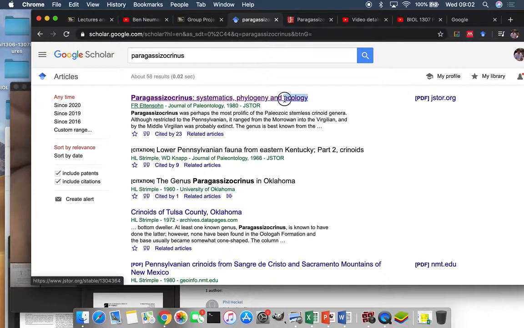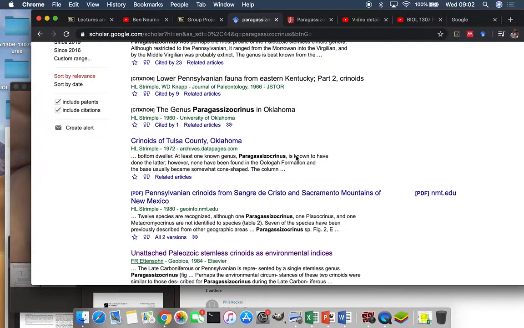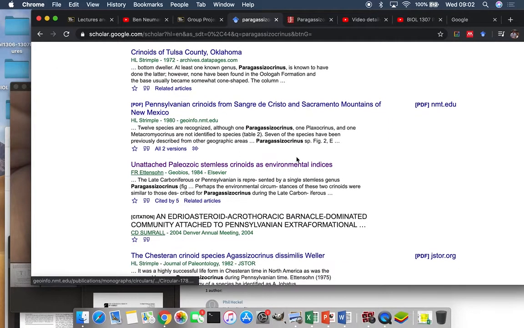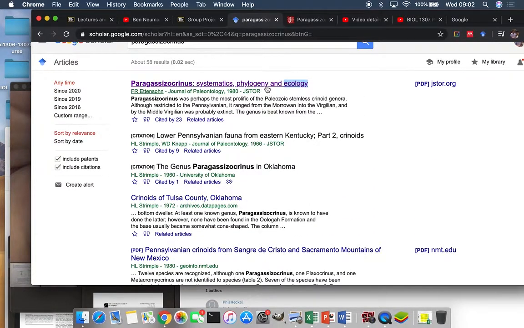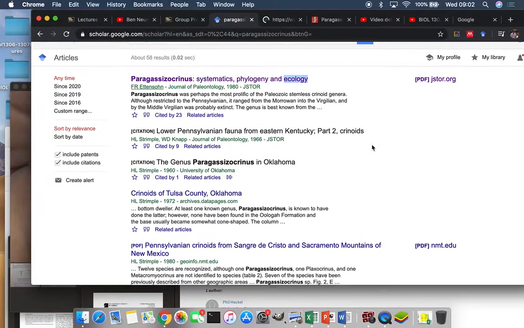And I got lucky. I managed to hit one right at the beginning. Ooh, look at that: Stemless crinoid environmental indices. I like to look at that. So we can click on this one and have a look. If you have a little link over here, it'll usually take you to a free version of this thing.